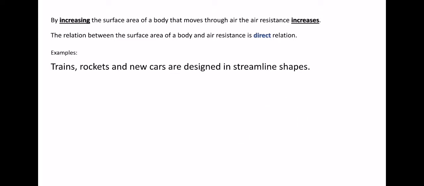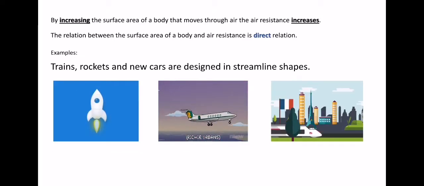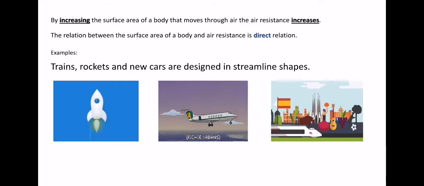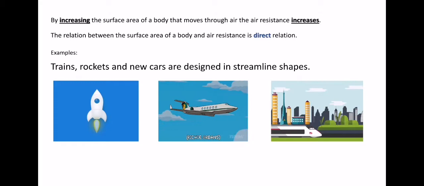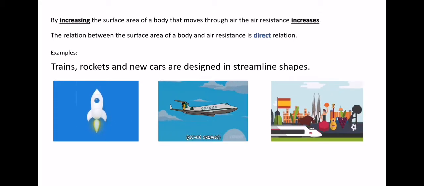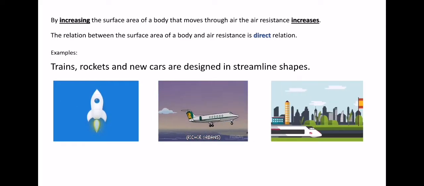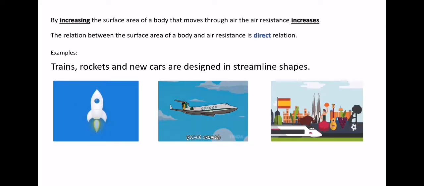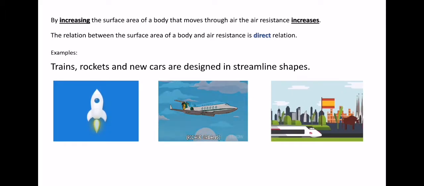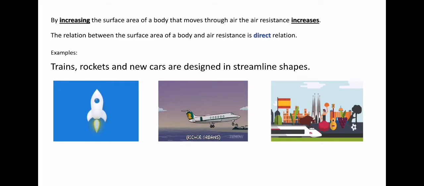The examples we have: trains, rockets, and new cars are designed in streamlined shapes. Why are they designed in streamlined shapes? To decrease the surface area. So the friction force, or the air resistance, will decrease. So they will move at a high speed.